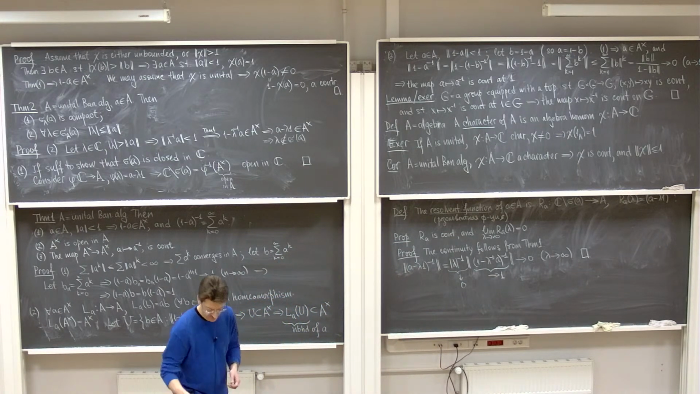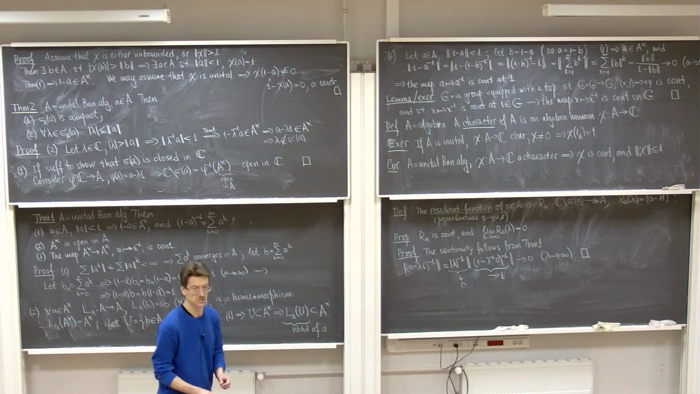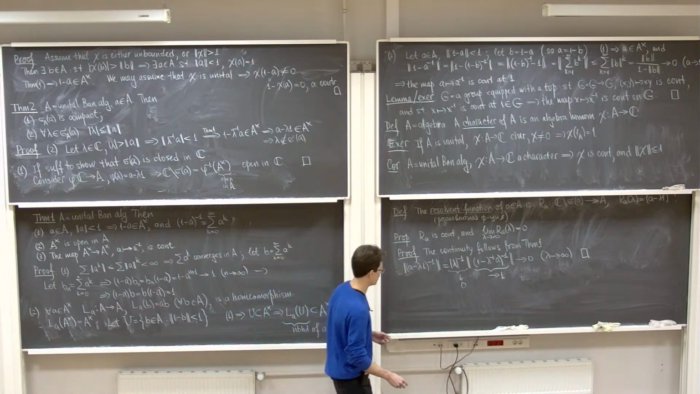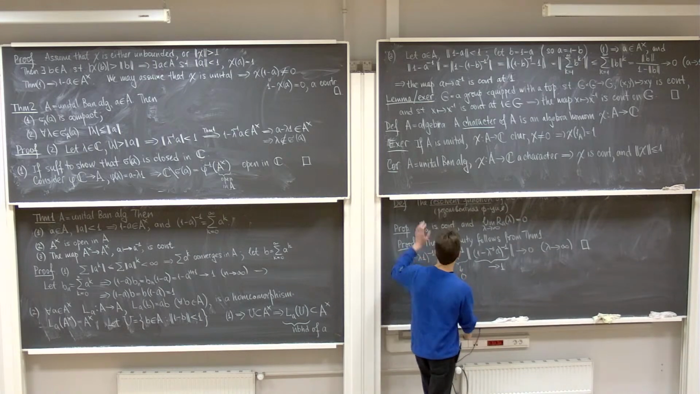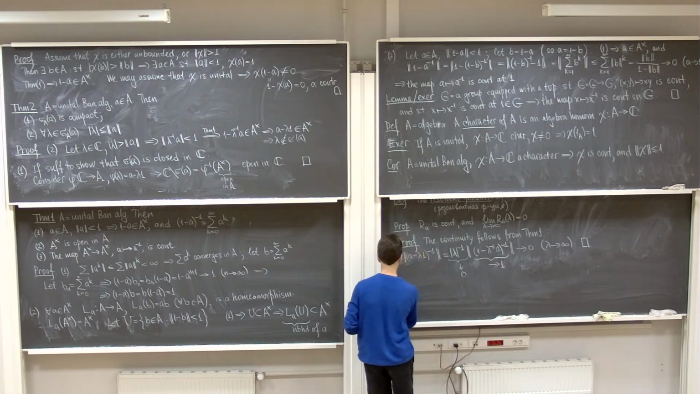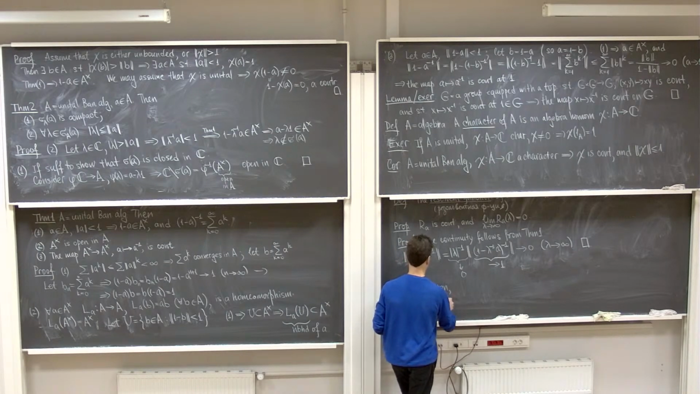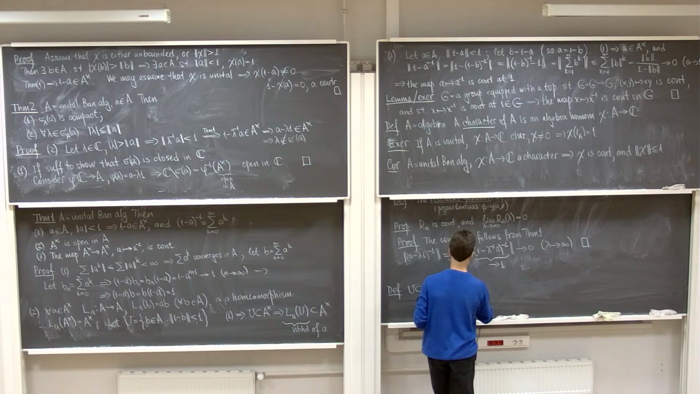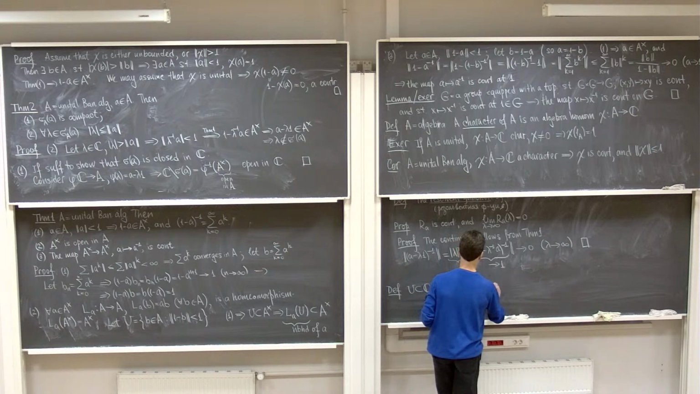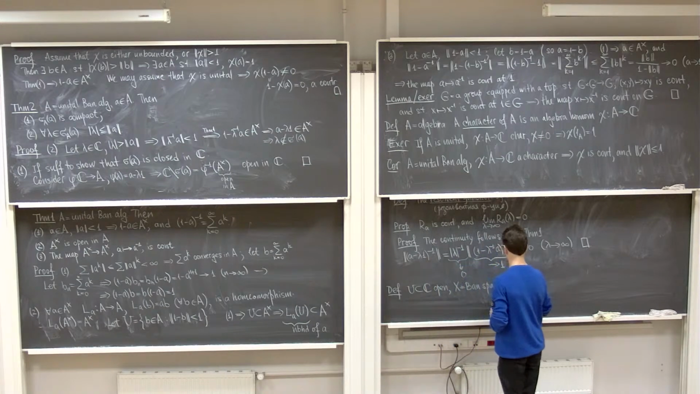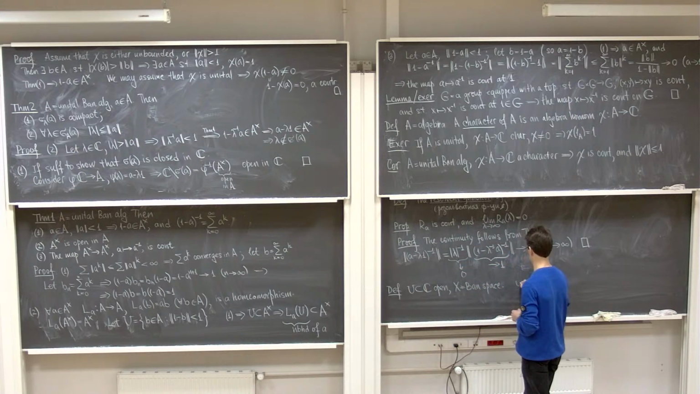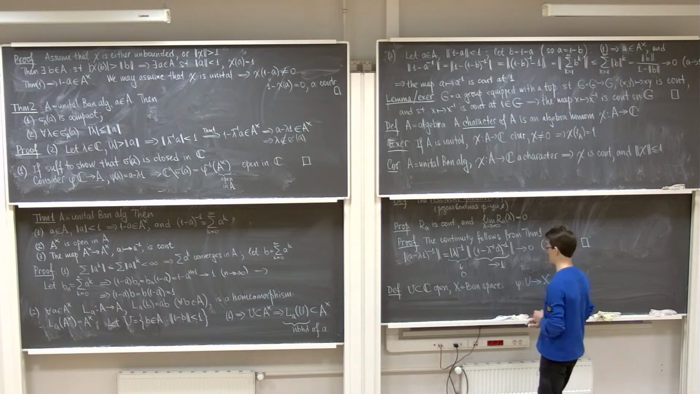Our next result will show that this function is not only continuous, but is also holomorphic in the following sense. So we give the following definition. Suppose that U is an open subset of the complex plane, and X is a Banach space. And suppose that we have a function, phi, from U to X. We say that phi is holomorphic.